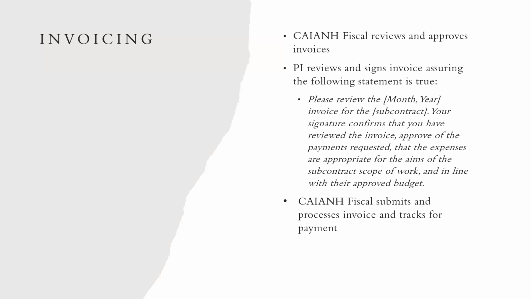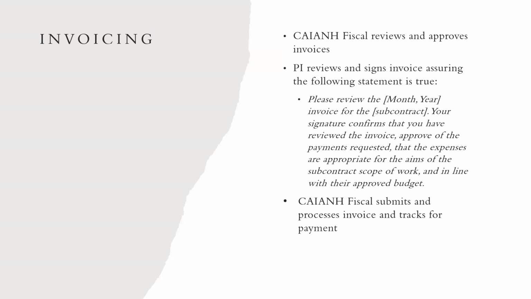So just to review the process, Cayenne Fiscal receives the invoice from the subrecipient and reviews it for many different criteria, including whether or not there are enough funds in the subcontract, as well as if it's an appropriate amount compared to other months, and then specific things like whether or not the invoice has a date or is signed. And then after we review and approve it, and if there's any back and forth, we get the final invoice. We process it through DocuSign and ask the PI to review and sign it.